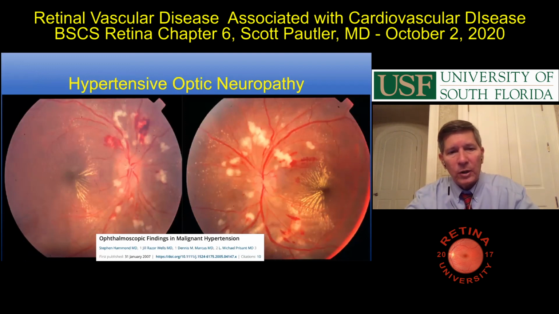So in that regard, if you have a patient who just has disc edema and the macular star, and you're thinking, well, this looks like neuroretinitis, and you're missing all of these other features, it isn't a bad idea to check the blood pressure, but it's not likely going to be hypertensive optic neuropathy.